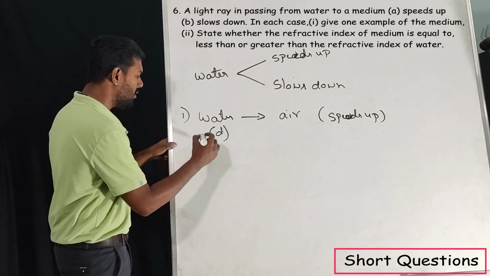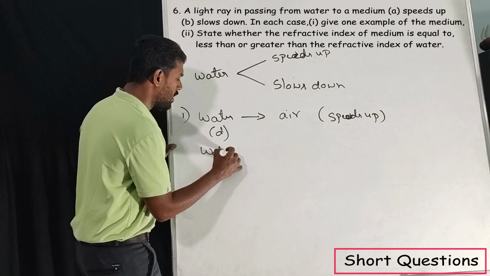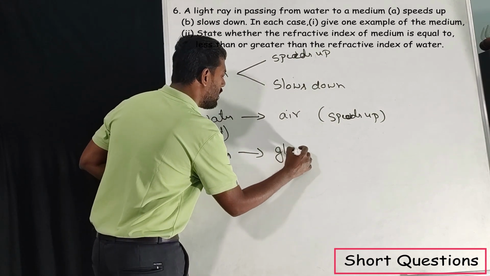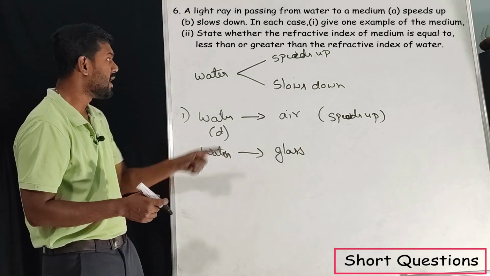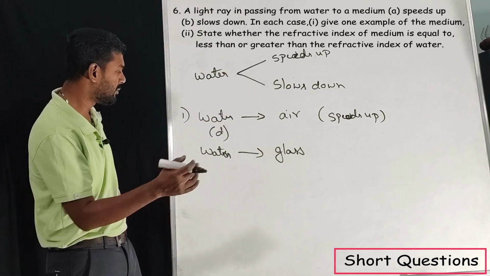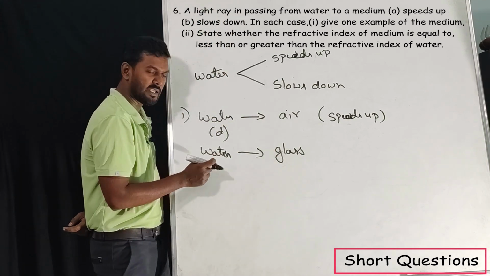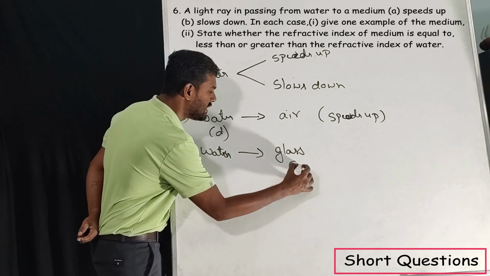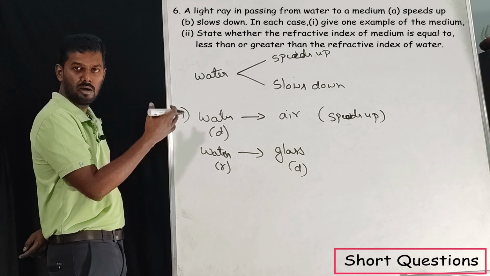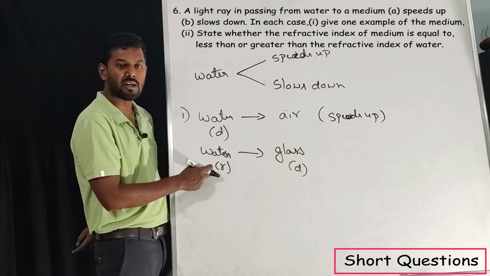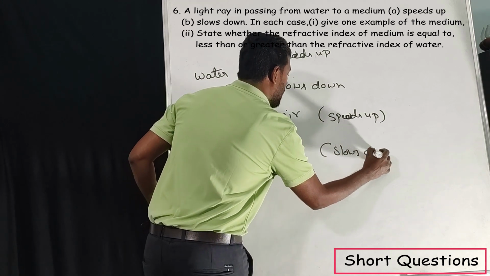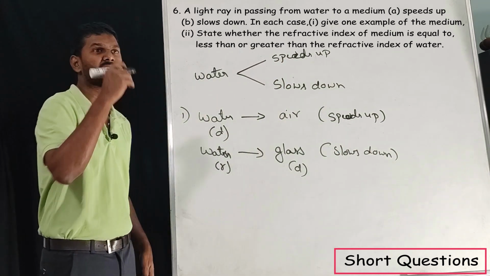And when it goes from water to glass. Why glass? Because we are talking about slowing down. The speed of the ray of light should slow down. That means from water to glass. In both the cases, which is denser? Glass is denser, and compared to glass, water is rarer. Whenever the ray of light enters from rarer to denser medium, it will slow down.